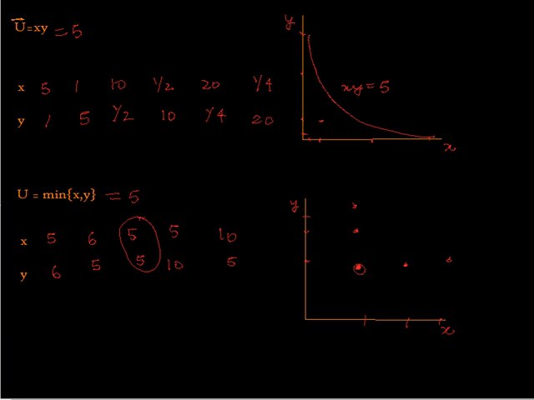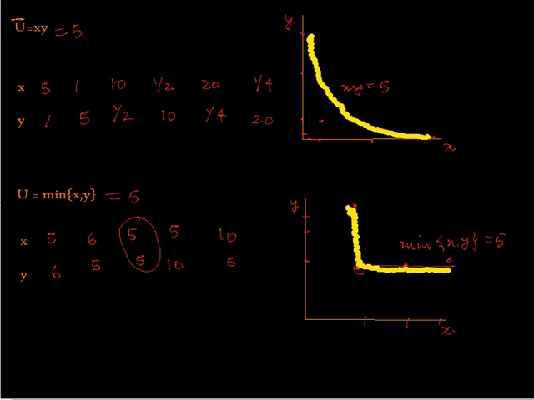If you join all of them, you will get this kind of curve, and remember that this is giving you utility equal to 5. So this is an indifference curve. These are the ways your indifference curves are formed. All the points on these indifference curves are giving you equal utility.